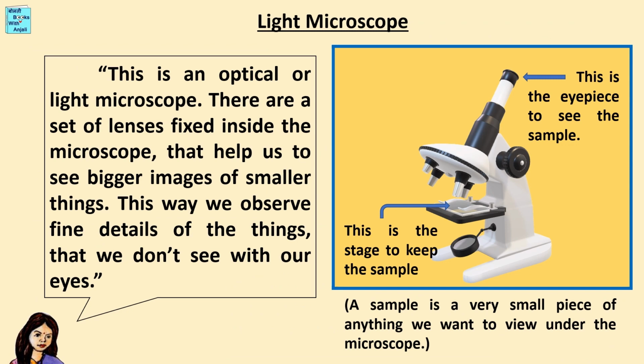This is an optical or light microscope. There are a set of lenses fixed inside the microscope that help us to see bigger images of smaller things. This way, we observe fine details of the things that we don't see with our eyes. There is an eyepiece through which we see the sample. There is a stage to keep the sample. A sample is a very small piece of anything we want to view under the microscope.